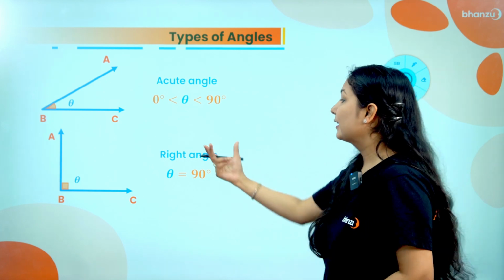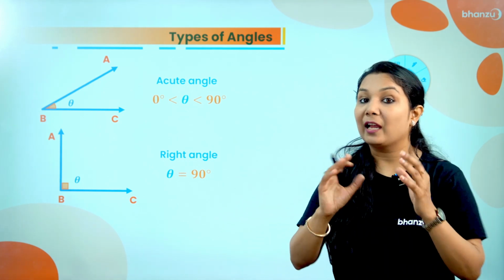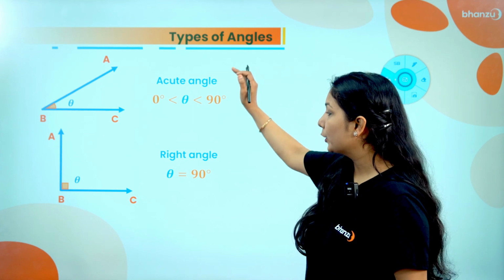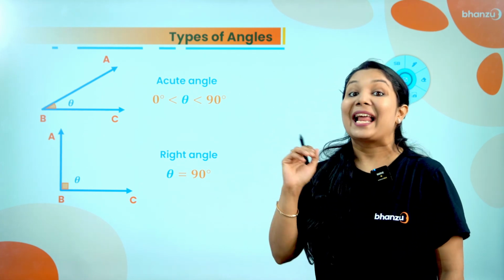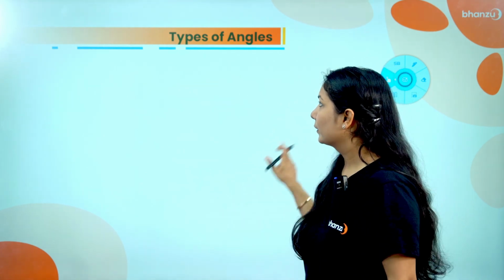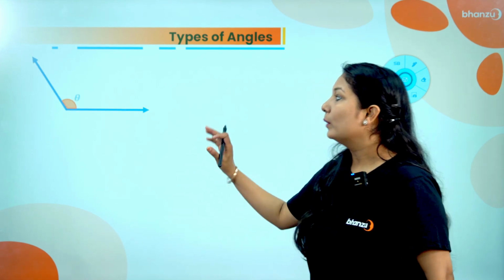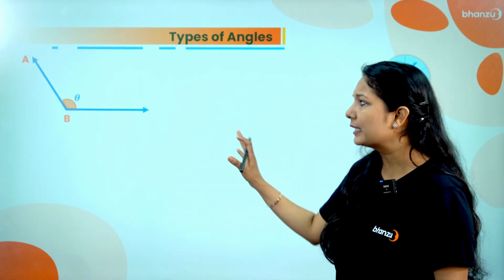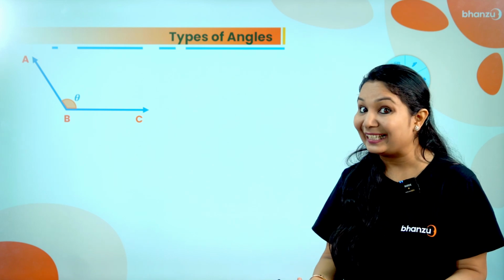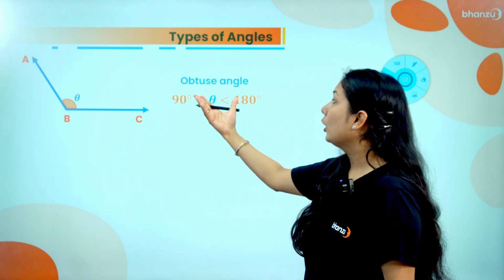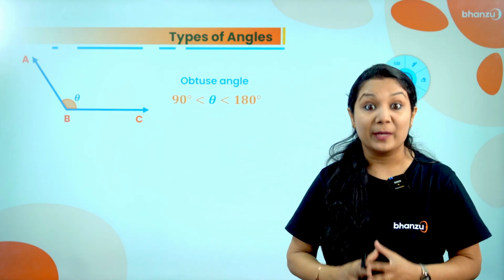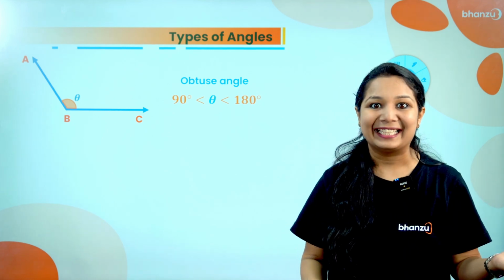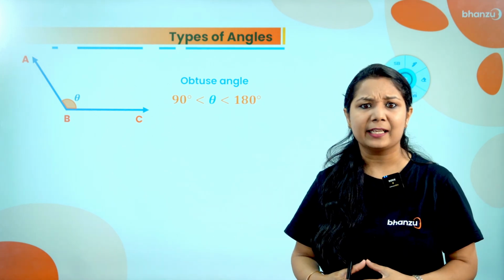What is it? It's a right angle. So we have covered two types till now, acute angle and right angle. Let's move to the third one. The third one is where the measure of the angle seems to be greater than 90. Such angles are called obtuse angles, where the measure is greater than 90 but less than 180 degree.